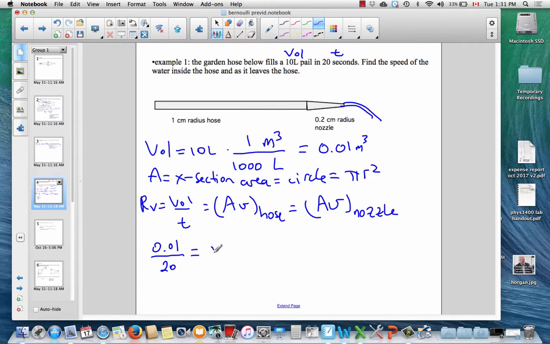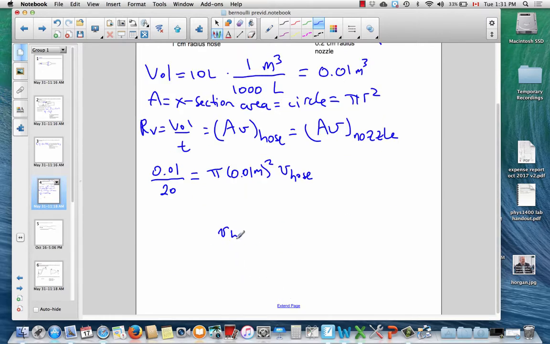Now the area is going to be pi r squared. Now at the hose it's 1 centimeter, or 0.01 meters. So that's pi r squared. We see the speed in the hose is the remaining unknown there, and this equation we can now use to solve for that. So we do 0.01 divided by 20 divided by pi divided by 0.01 squared, and then we'll get the speed of water as it flows through the hose.